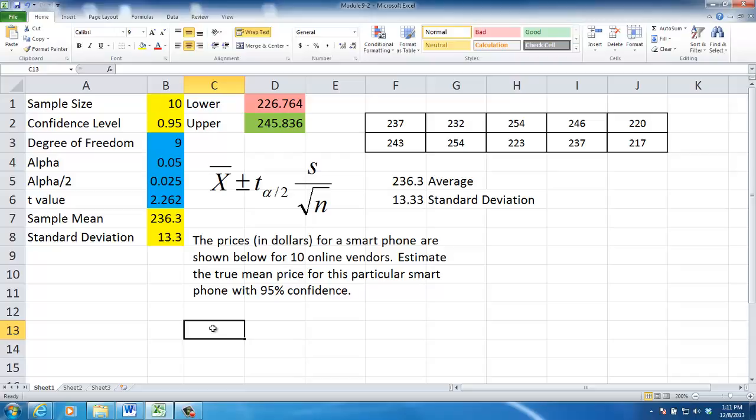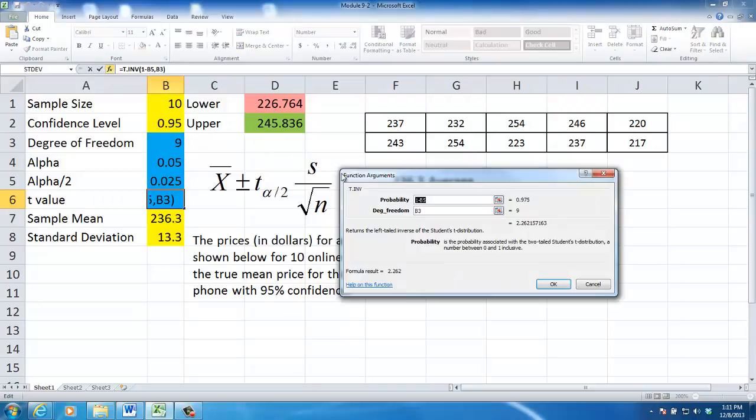Now the only confusion here, I would say, is that once you find the t value, for probability you are not using 5%. You are not using 0.025, but 1 minus 0.025, because that will show the left side. If I'm looking at the right side of the critical value, I just simply put B5.